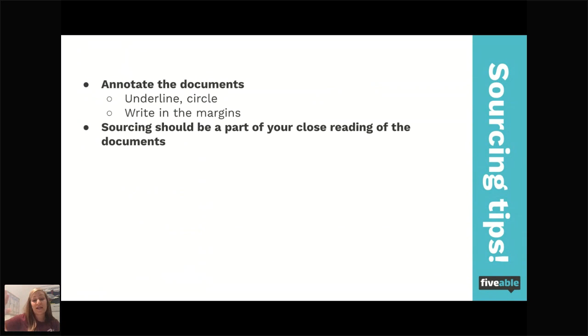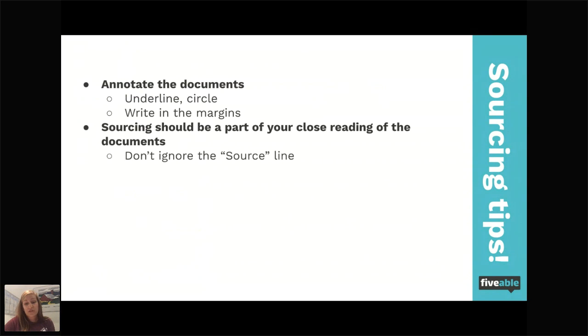And that's why I say write it in the margins, because you're going to want to have those little visual cues so that when you go back to write your essay, it's right there. It's in the margin, so you don't have to think over again, what did I think about this document, or what was it talking about? You're underlining, you're circling, and you're writing in the margins.